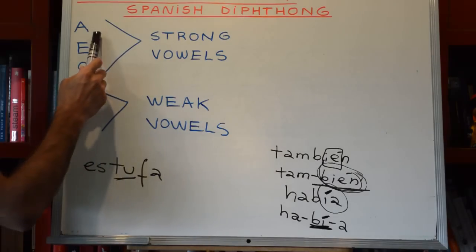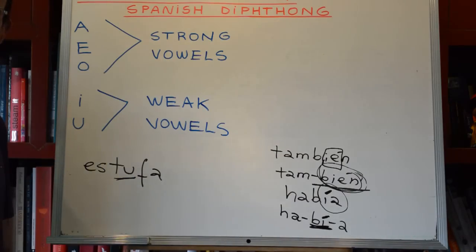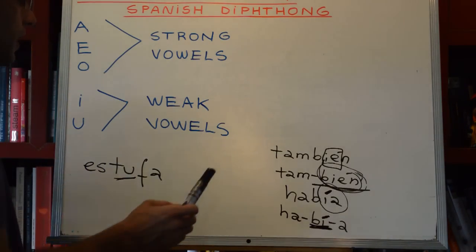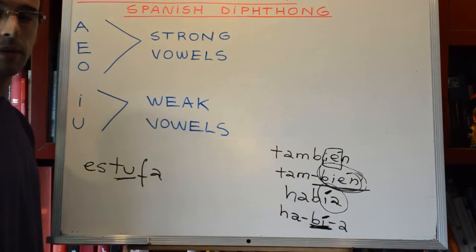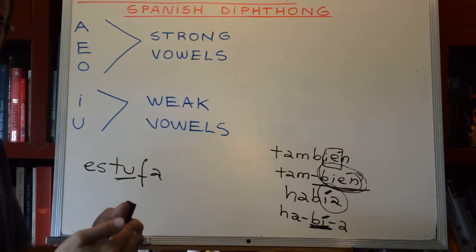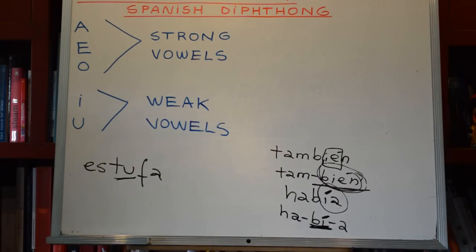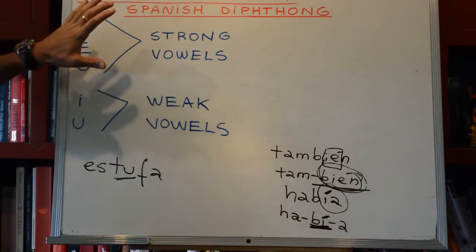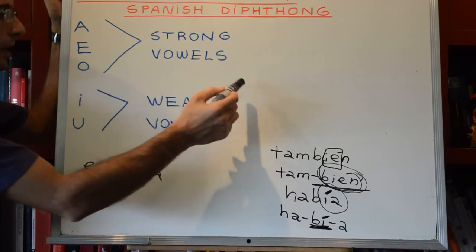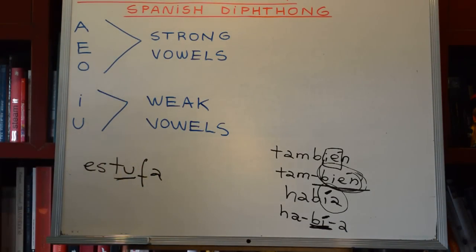we have a diphthong when we have 2 vowels together in the same syllable, right? And when those vowels are not separated in the syllable. When do we know that these vowels do not go separated? Because of this. These names are very appropriate. Strong vowels and weak vowels. Let's think of it this way.